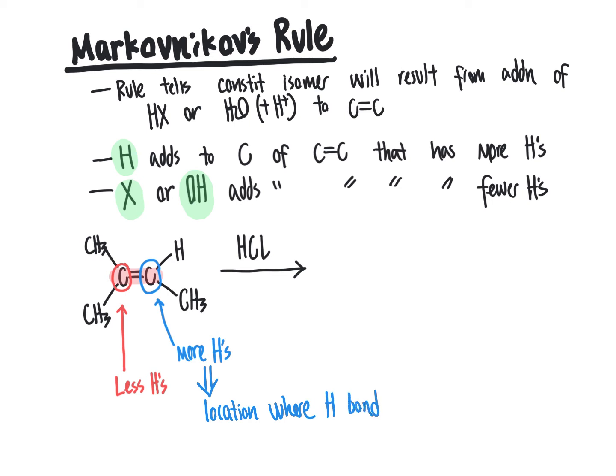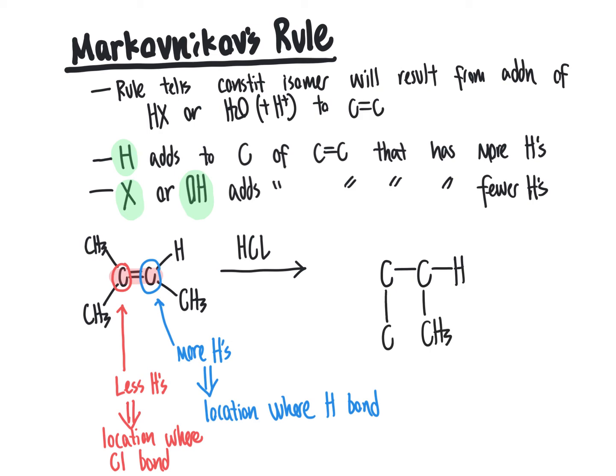On the other hand, the carbon that has fewer hydrogens per Markovnikov's rule is going to be the location where our halogen, our Cl, will bond. So we can go ahead and fill in, based on our understanding of addition reactions, that we're going to add across that carbon-carbon double bond. We need to fill in H on one side and Cl on the other.